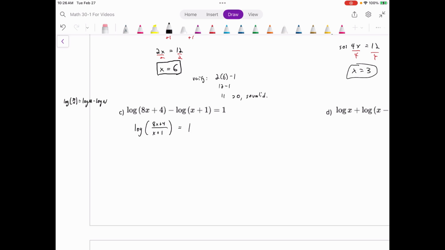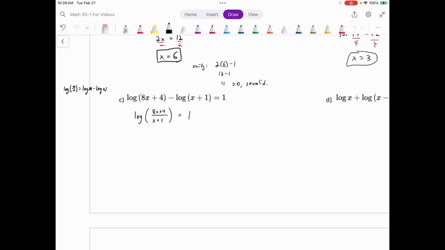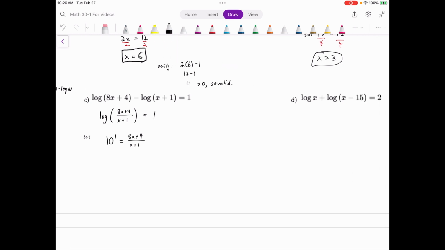Okay? And so now from here, I could recognize, well, what's the base here? It's base 10, right? Because we didn't write it in. So this is the same as 10 to the power of 1 equals 8x plus 4 over x plus 1. So converting to exponential form, we get 10 to the power of 1 equals 8x plus 4 over x plus 1. And that's just an equation where the only thing we don't know is x, and we can solve for x. I just want to show you an alternate thing we could do to get to the same place.